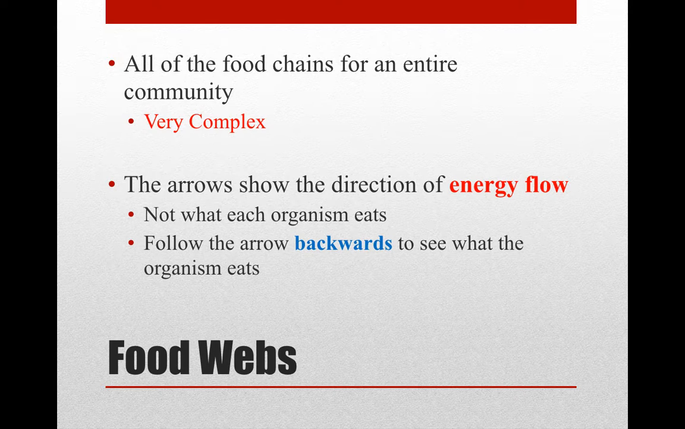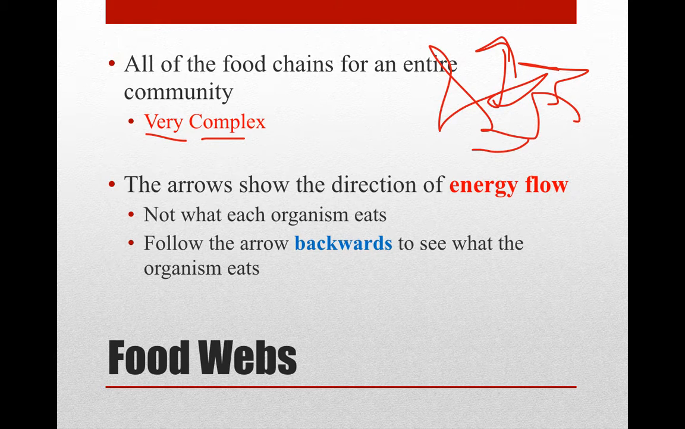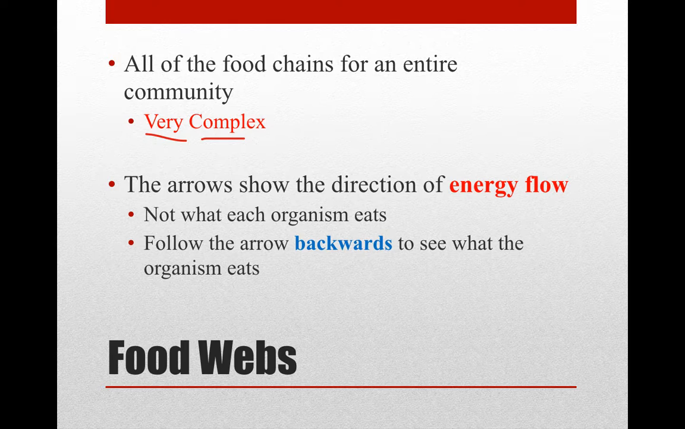All the food chains for an entire community can be very, very complex. We call it a food web, and it looks kind of like a spider web, where all these different animals can get eaten by different animals, so it can get really complex. The arrows show the direction of energy flow, not what each organism eats. Follow the arrow backwards to see what the organism actually eats.